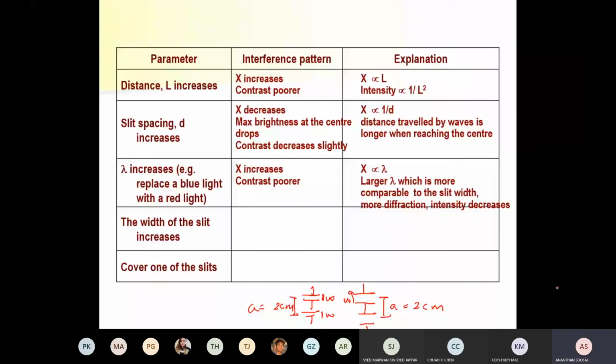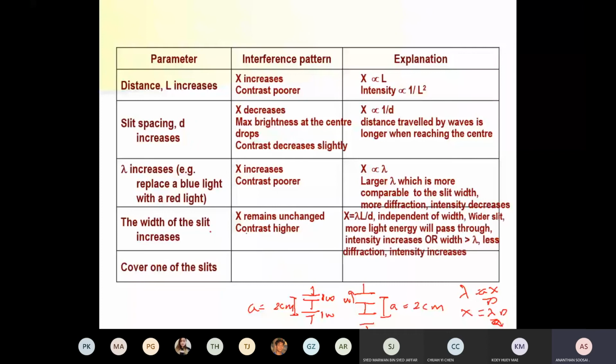So lambda equals AX over D. Everything is in the formula already. X is affected by what? X is only affected by the lambda, the D, and the A. Do you have the width of the slit in this formula? You don't have the width of the slit. So X remains unchanged. X is not affected by width. The only factors that can affect X are your lambda, your A, and your capital D. These three only, because in the formula only these three factors affect X.